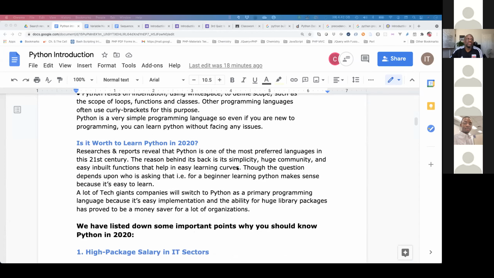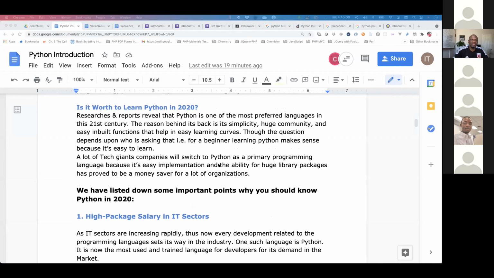It's a big deal. So is it worth learning Python? Yes. And that's probably why you are in here. Maybe somebody read somewhere that Python is very important. Research and reports reveal that Python is one of the most preferred languages in the 21st century. The reason behind it is its simplicity, the huge community behind it, and also a lot of built-in libraries and packages which make it very robust when it comes to machine learning, artificial intelligence, and data science. So it's a big deal.